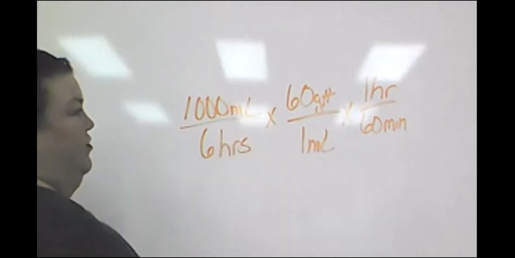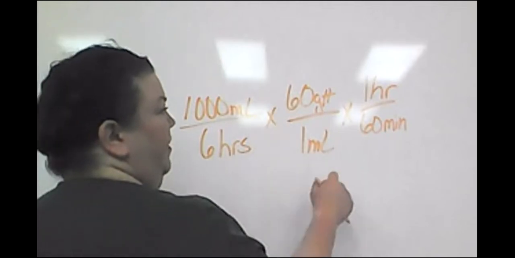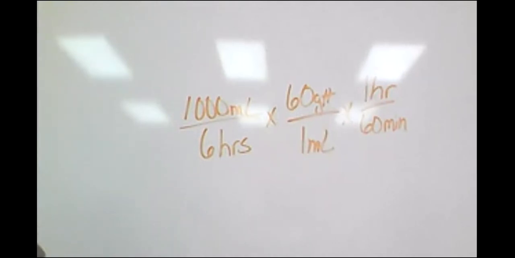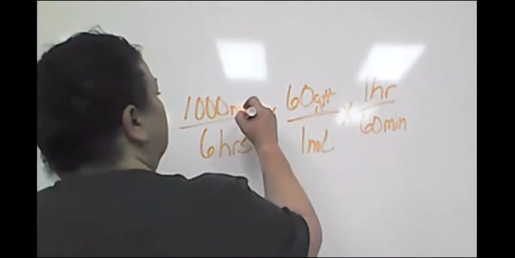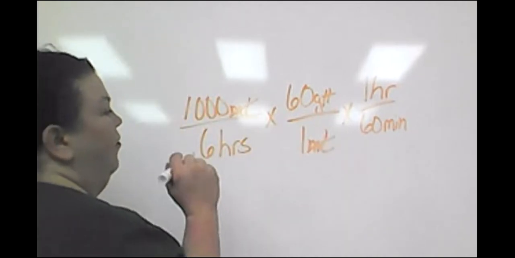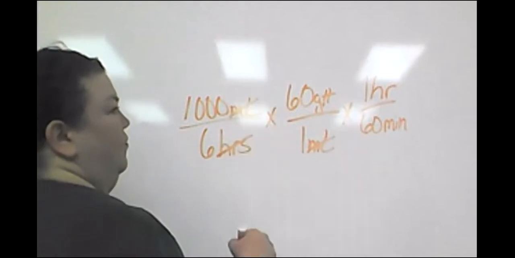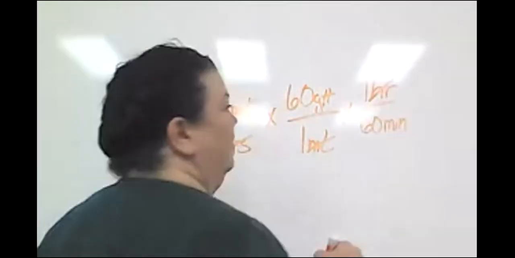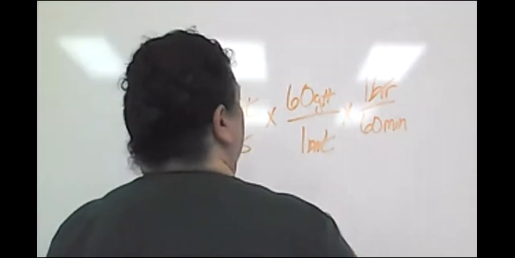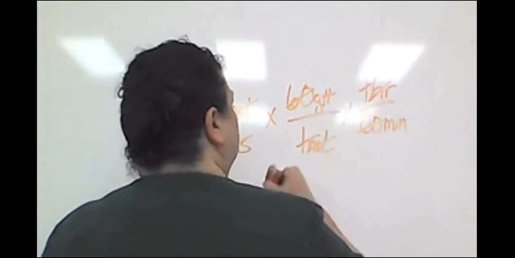I have 3 fractions. I have 1,000 ml over 6 hours, 60 drops over 1 ml, and 1 hour over 60 minutes. Now I'm going to come back through and cancel out my like units. So I can lose my milliliters. And even though they are on opposite ends of the equation, they're still diagonal. One's a numerator, one's a denominator. So I can lose the hours. And I can also cancel out any like numbers. So we can lose the 60s. We can lose these ones.